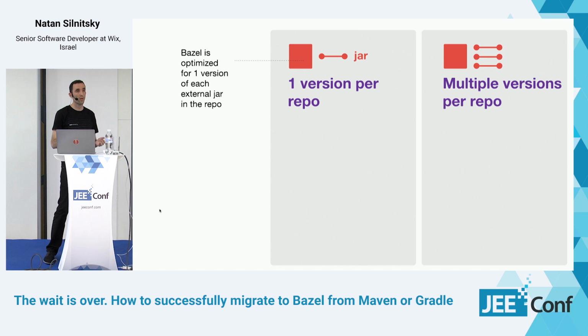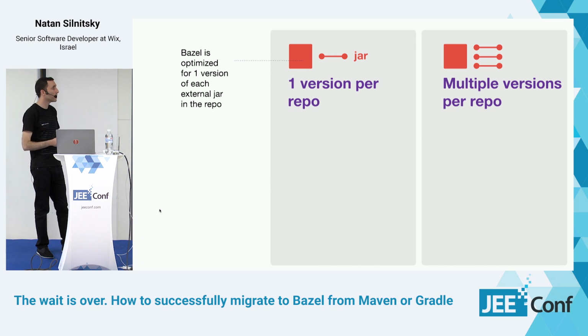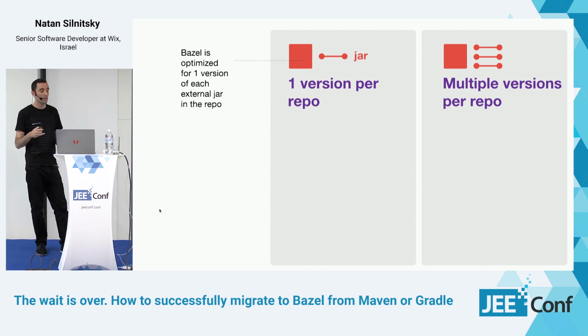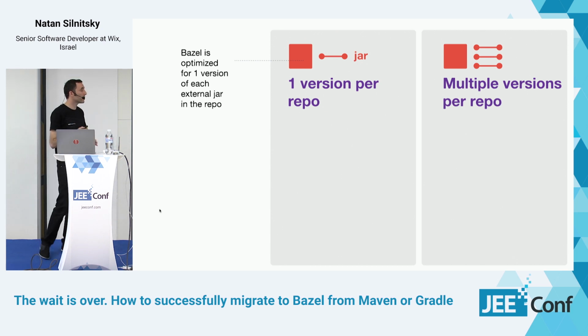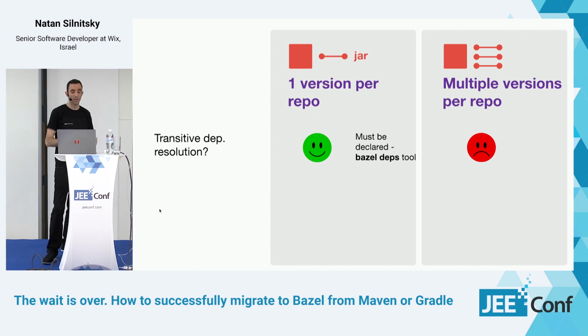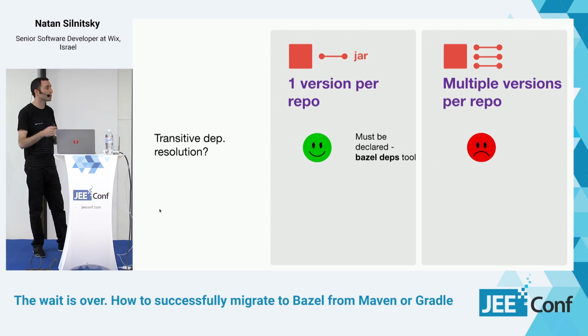So that means you have much higher contention and possibility of version conflict. So that means you probably want to have one version per repository. There is a possibility to have multiple versions per repository, but you will need to encode the version inside the target name. And it will probably not work well with transitive dependency resolution.